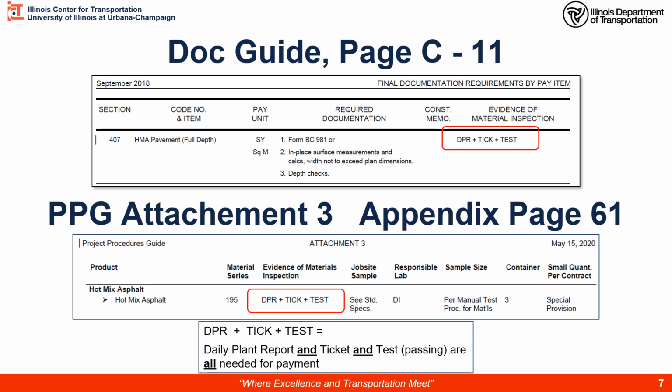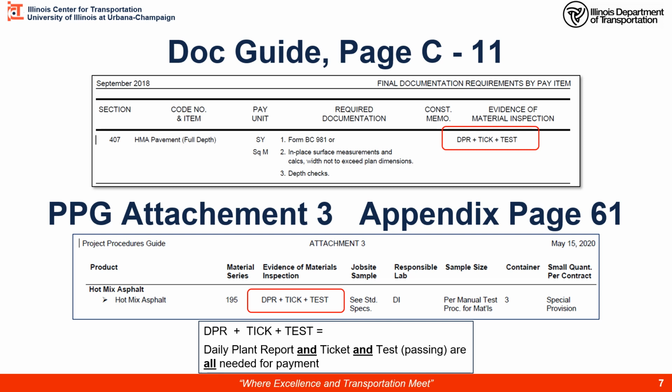Looking at the PPG attachment 3, appendix page 61, shows that the PPG is grouped by material type. So all hot mix asphalt products are under this one heading. There's a column near the middle that says evidence of material inspection. It also shows the same requirement for evidence of material inspection as does section C of the dock guide. So you can see they give the same information just in a different manner.